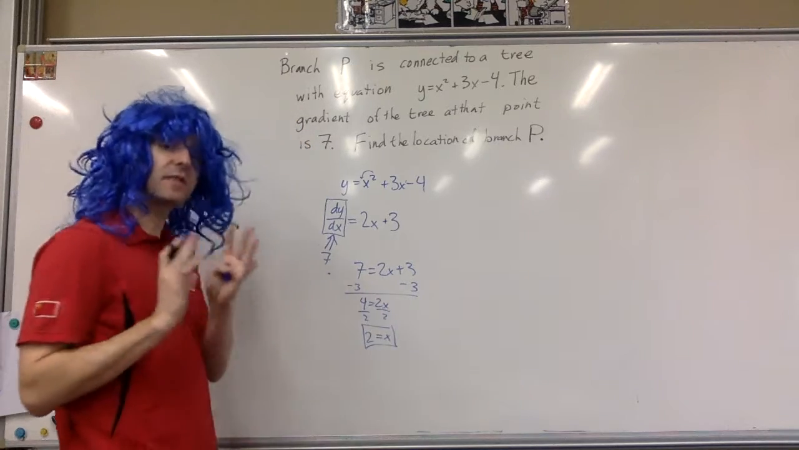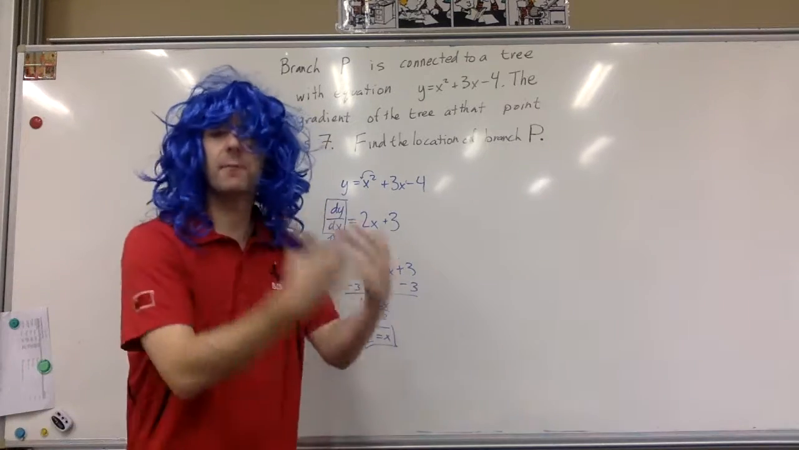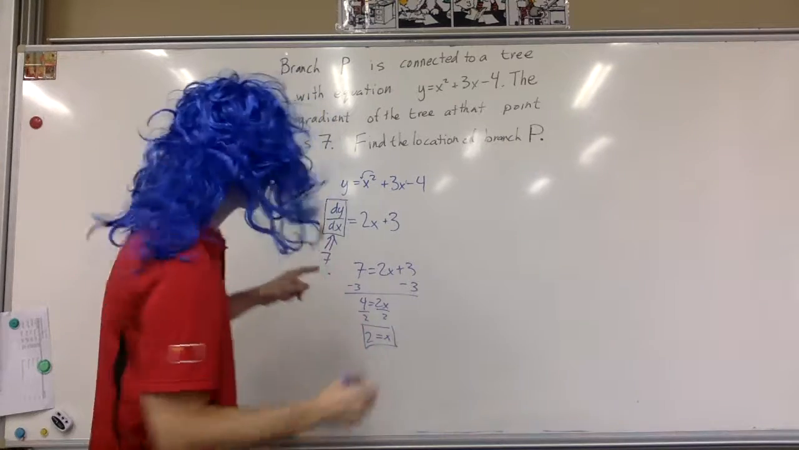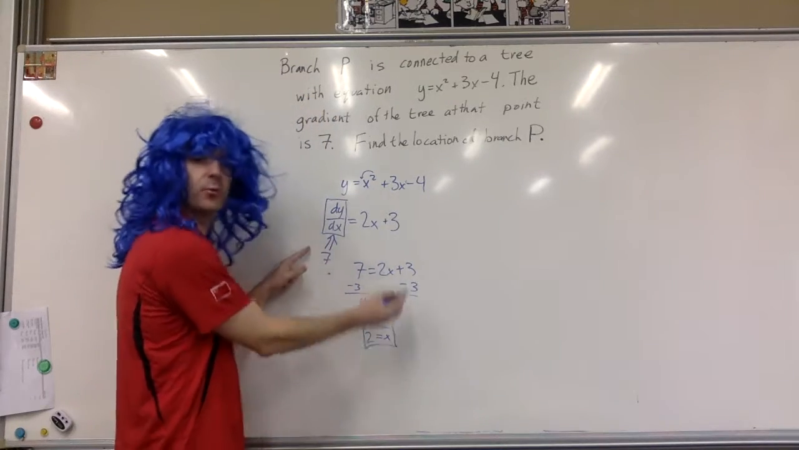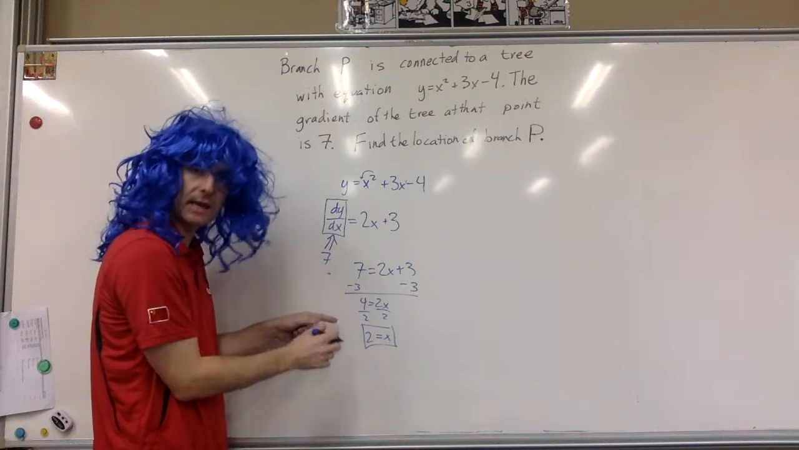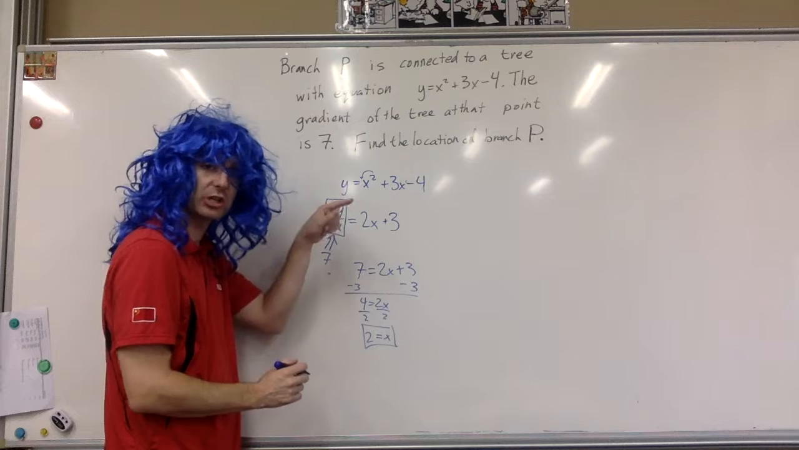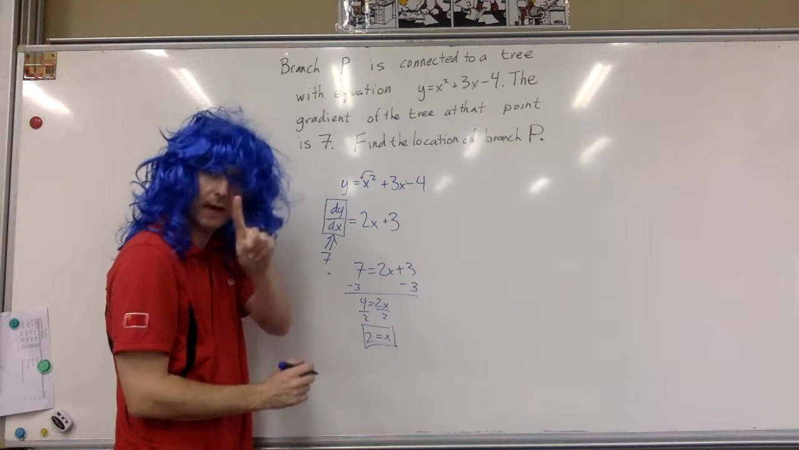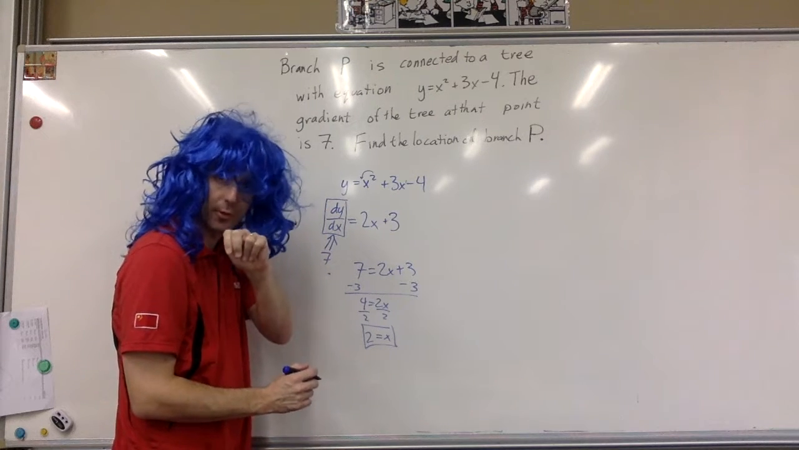Now that gives me the x value of the location of P, because this is the only x value at which my gradient will be 7. Okay, now given that that's the case, the x value is 2, but the location should have 2 values, an x value and a y value. So you got to make sure to have both of those, all right?